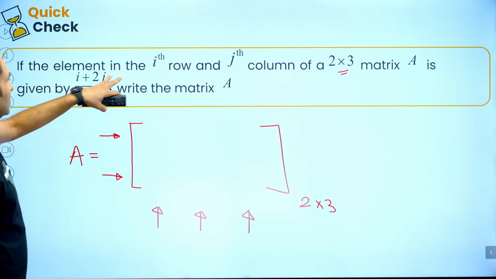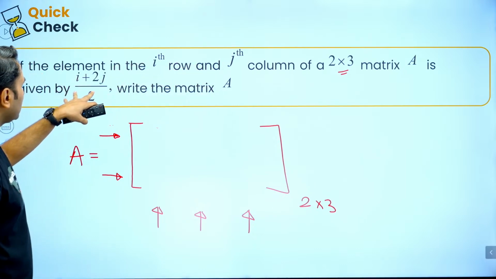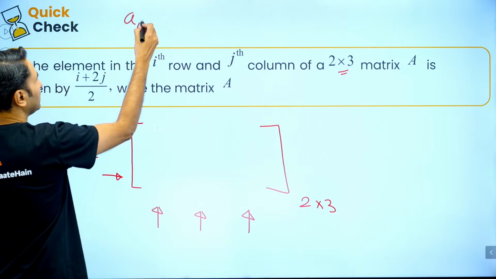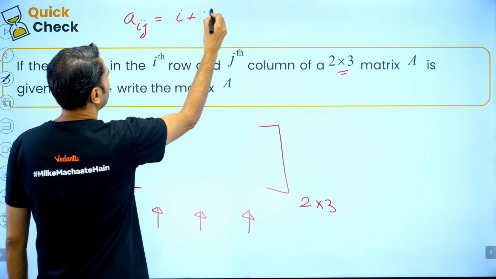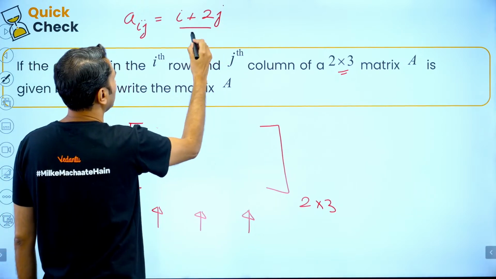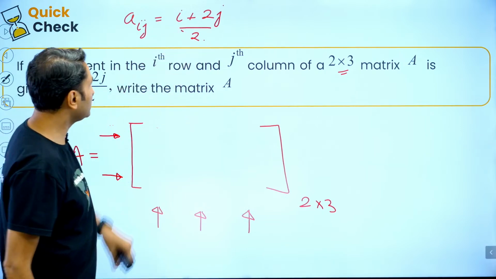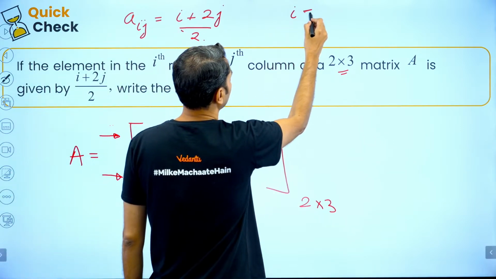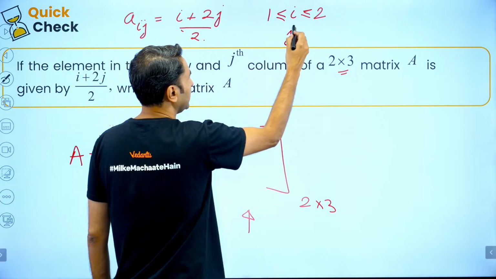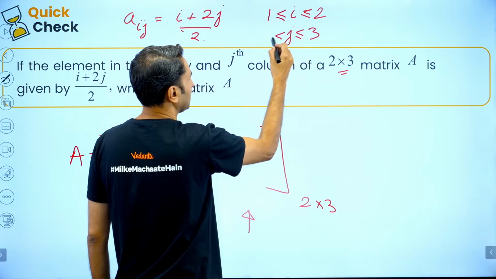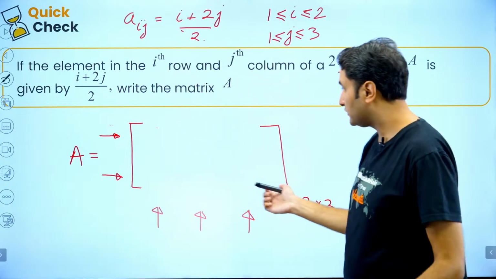And the element in the ith row and the jth column is given by a formula. Aij is given by (i plus 2j) divided by 2. Alright. So i represents the row number, and i lies between 1 and 2, since the rows are 2, and j lies between 1 and 3, since the columns are 3. Clear? Now let's keep giving them values and keep finding the elements.